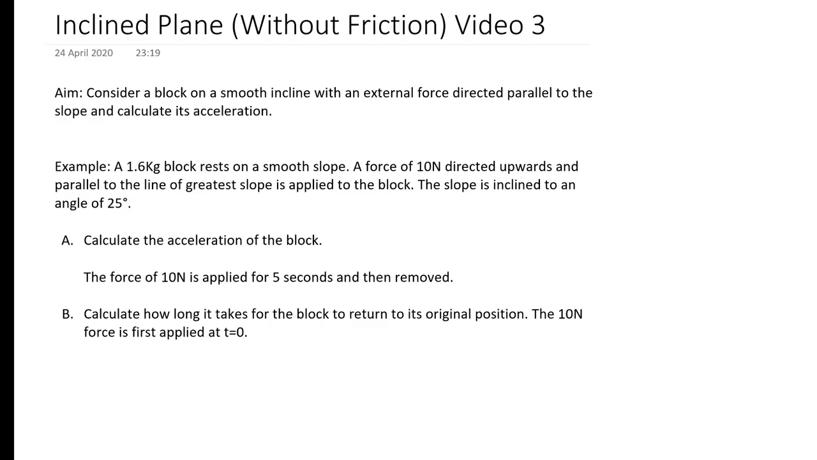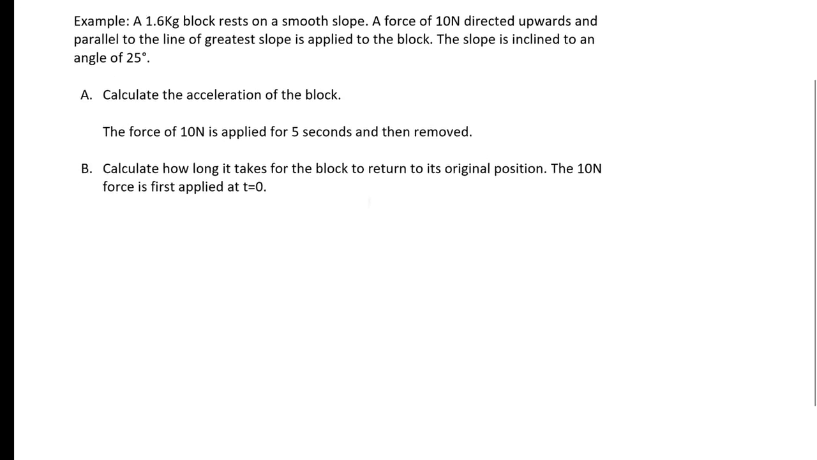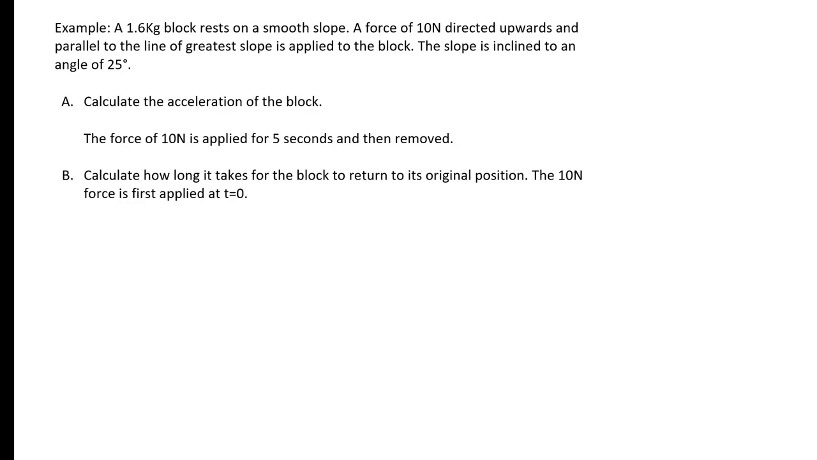A 1.6 kilogram block rests on a smooth slope. A force of 10 newtons directed upwards and parallel to the line of greatest slope is applied to the block. The slope is inclined to an angle of 25 degrees. As is usual, we will just draw out a good picture before considering the specifics of the question, so before considering parts A and B. So there's the slope. It's inclined to an angle of 25 degrees.